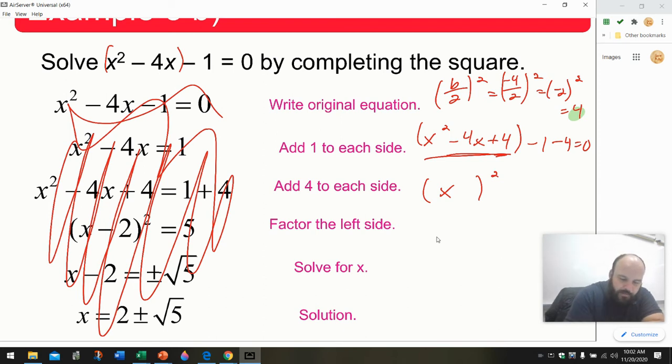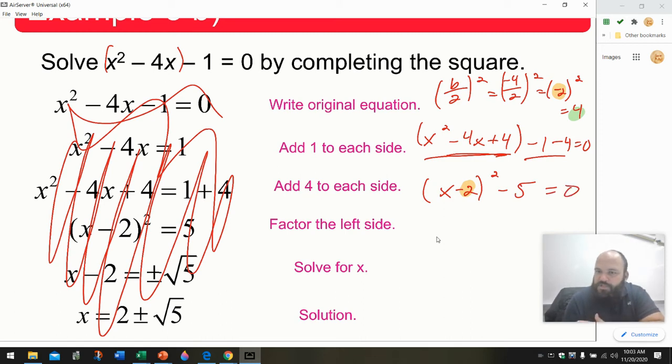This number that we get right here comes from this number. It's the number before we square it. So in this case, that's a -2, so I'm going to write a -2 right there. Now this -1 minus 4 turns into -5, and then we have 0. And we're done. We've completed the square.